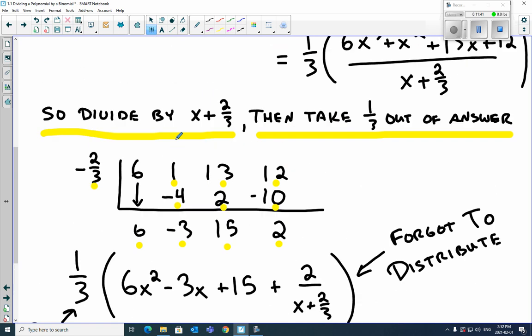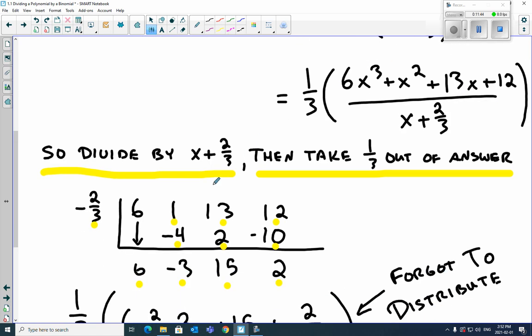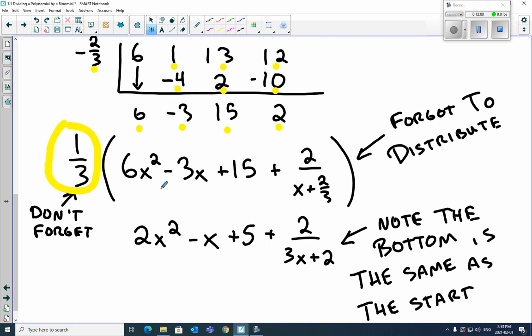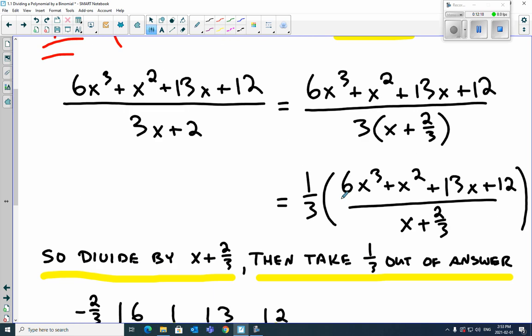So again, this was an x cubed, right? So our next one down is going to be an x squared. So 6x squared minus 3x plus 15 plus 2 over x plus 2/3. Now, don't forget what's out the front there. We got a third out the front, so we have to distribute that third to everything. Okay, well, that's easy, right? 6 divided by 3 is 2, so 2x squared. Negative 3x divided by 3 is our negative x. 15 divided by 3 is 5. And when we multiply this by 1/3, we end up with our 3x plus 2 again. Note that the bottom is the same as the start. Like this thing right here is exactly the same as what we had back up here, the 3x plus 2.